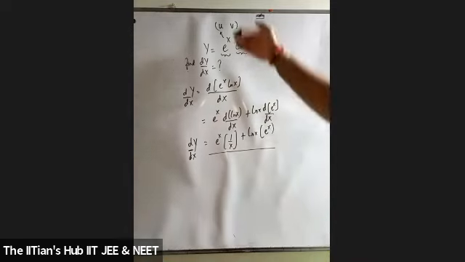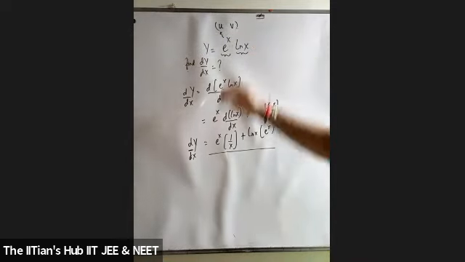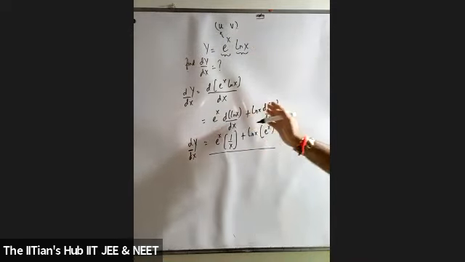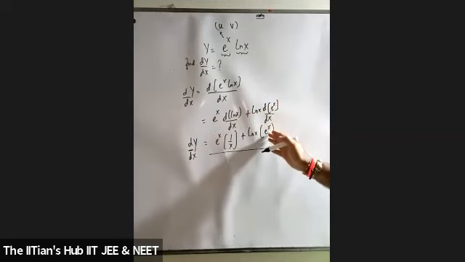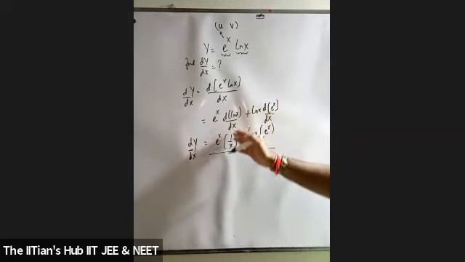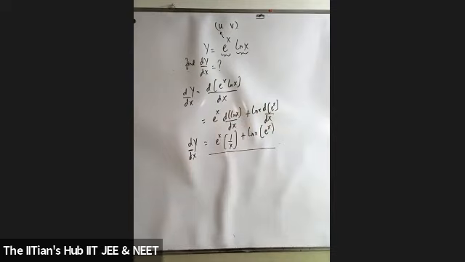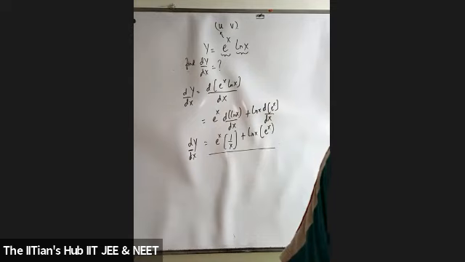Students, what is the method for u into v? Keeping u constant, differentiate v. Keeping v constant, differentiate u. There it is. Differentiating e raised to x is e raised to x, and differentiating ln x is 1 by x. Is this clear, students? Can I erase this, students?